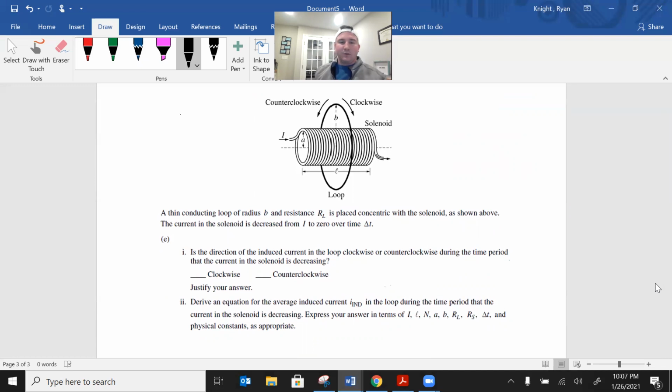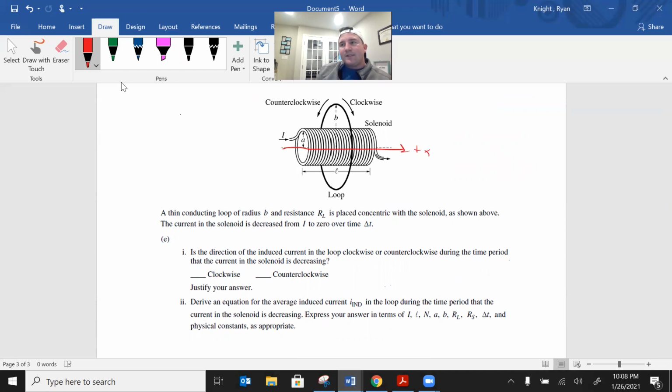All right, thin conducting loop of radius b, resistance R_L, placed concentric with a solenoid as shown above. Current in the solenoid is decreasing from I to 0. So our current is decreasing. Is the direction of current induced in the loop clockwise or counterclockwise during the time period? So let's look at our magnetic field originally. Our original magnetic field, which we stated already, goes to the right in the positive x direction.